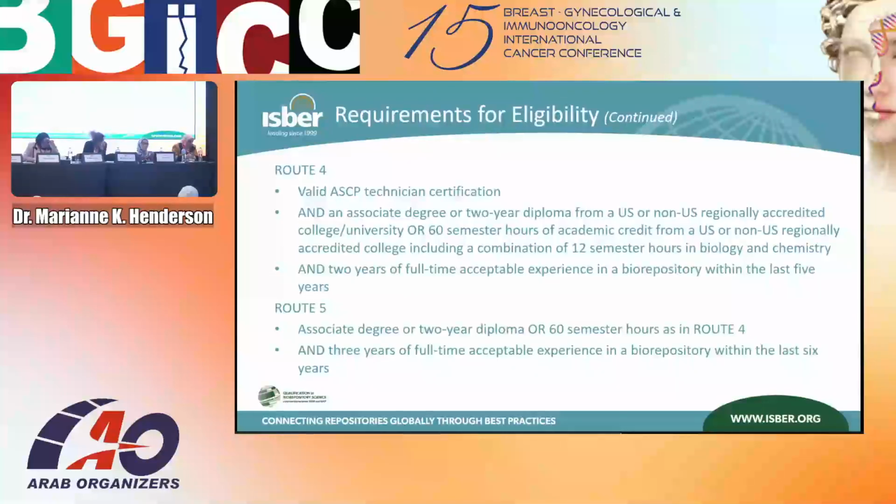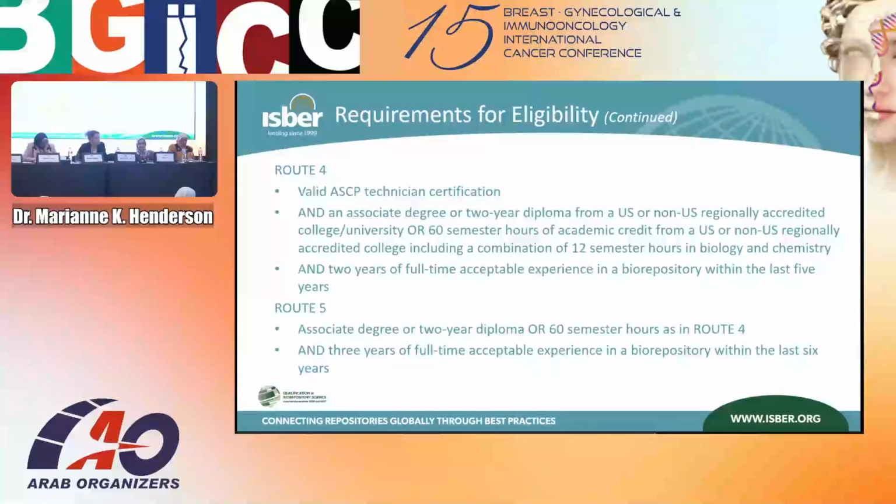The fourth route to eligibility to take the ASCP QBRS exam is to be a valid ASCP technician and also have an associate's degree. That is a 2-year diploma program from a U.S. or non-U.S. regionally accredited university or college, or you could have 60 semester hours of academic credit from one of these accredited universities or colleges that include 12 semester hours of biology or chemistry or related fields. You also have to have 2 years of full-time acceptable experience in a repository within the last 5 years.